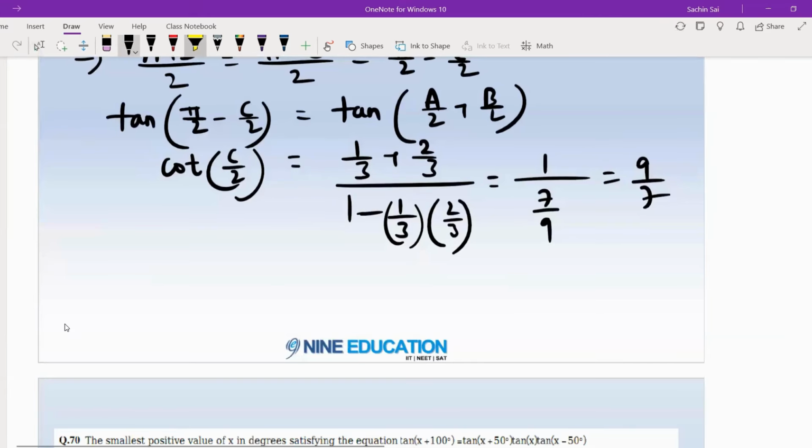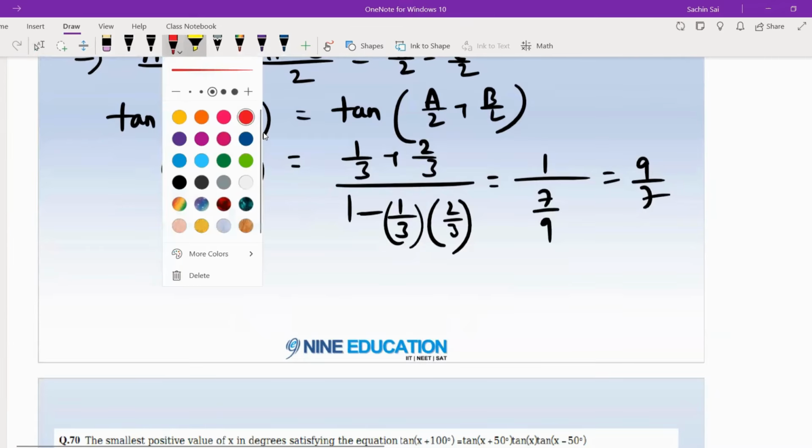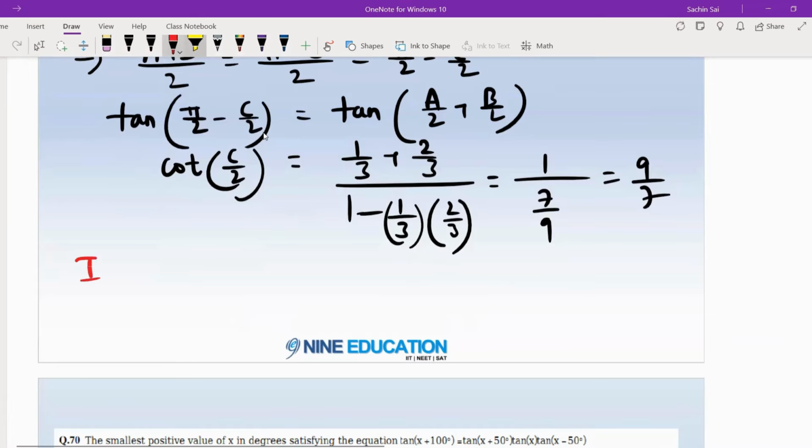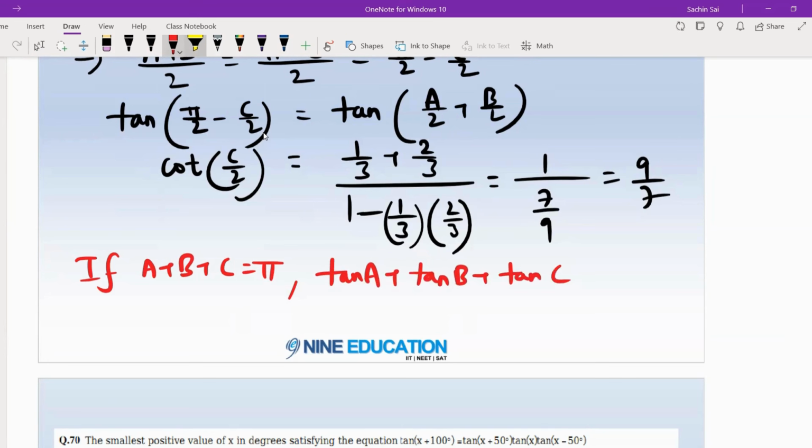So one very useful result in a triangle, right? Also in general, if A plus B plus C equals pi, right? Then I can say tan A plus tan B plus tan C equals tan A into tan B into tan C. It's a very useful result, not directly related to this problem, but you can make use of this whenever A, B, C are angles of a triangle. And yes, obviously, when we are writing this result, it is understood that tan A, tan B, tan C are all defined. None of them is a right angle, right?